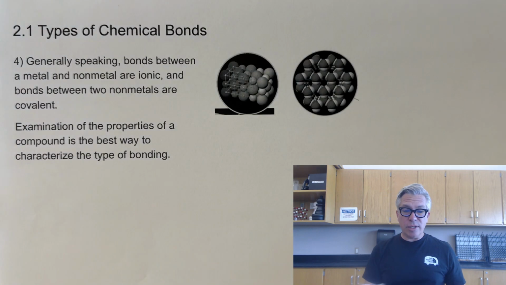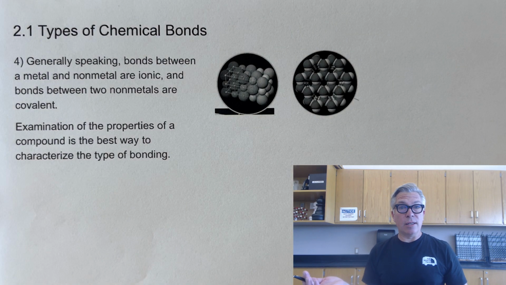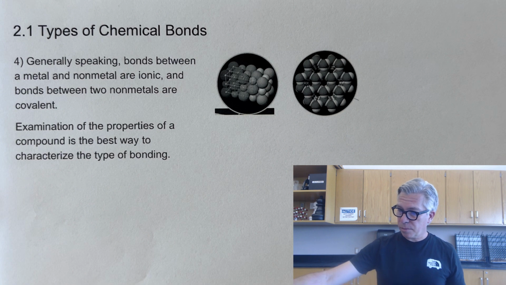In an ionic bond, there is no sharing. One just gives away the electron to the other one. All right.